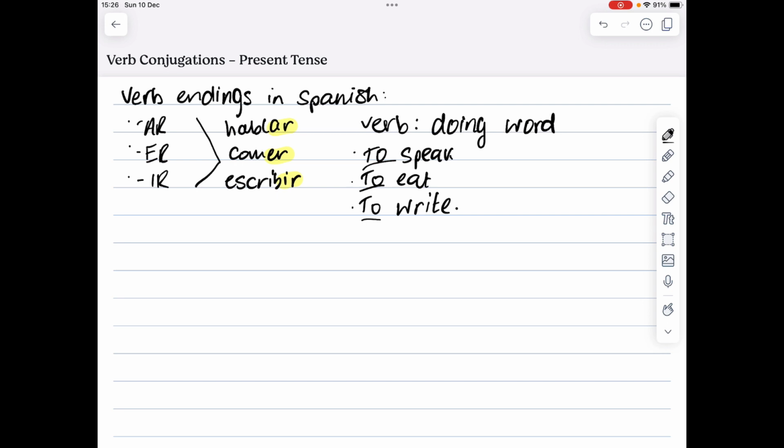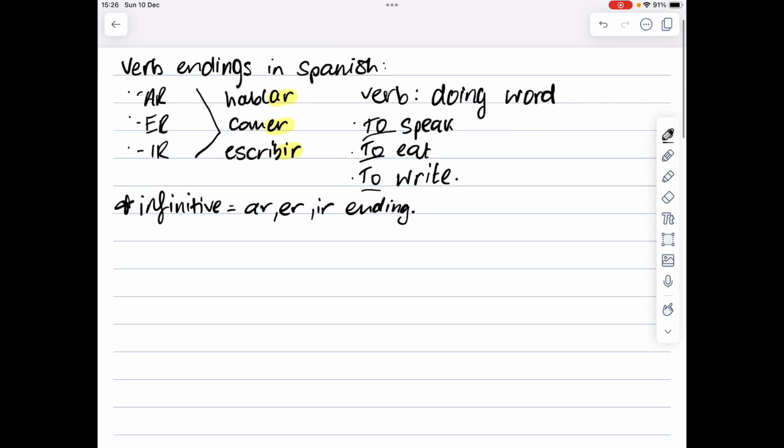This means that they are in their infinitive form, okay? An infinitive form just means that they have still got the AR, ER, or IR ending, okay? So we've done nothing to them. That's just how they are.